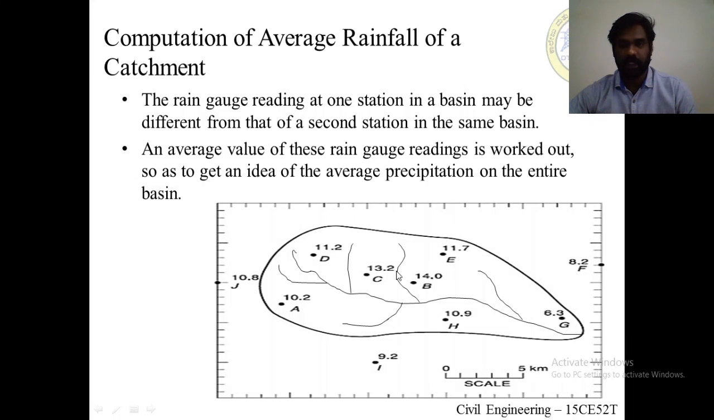A catchment area of a river can be very big. For example, the catchment area of Kaveri river is 81,155 km square and the catchment area of Ganga river is 8,61,404 km square. It's a huge area. So the rain gauge reading at one station in a basin may be different from that of a second station in the same basin.